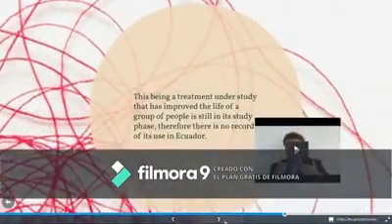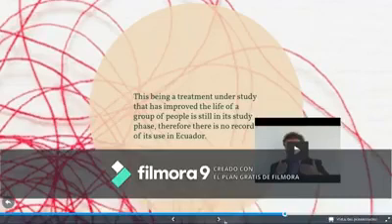Application in Ecuador. This treatment is under study and has improved the life of a group of people. It is still in the study phase. Therefore, there is no record of its use in Ecuador.